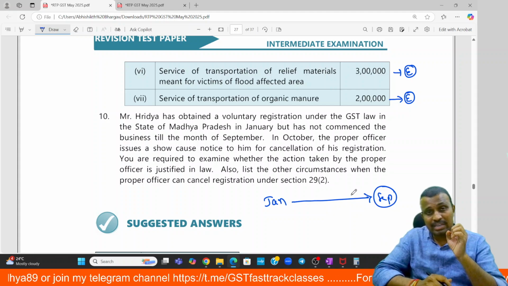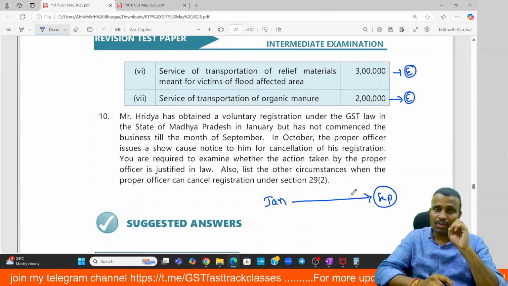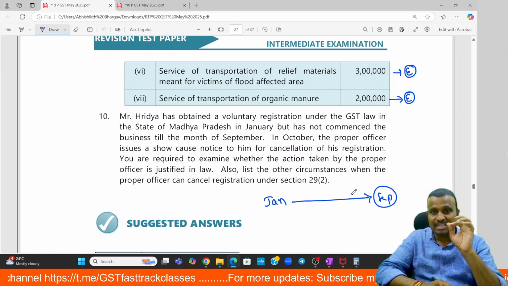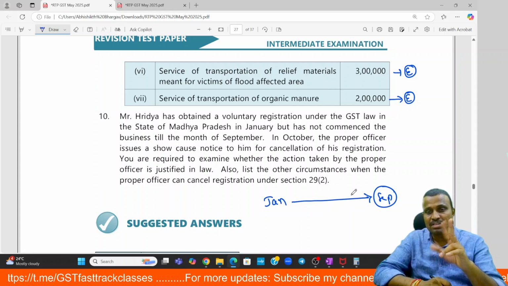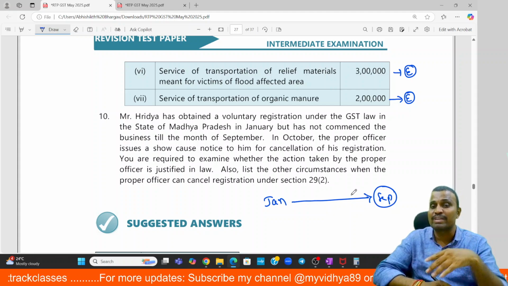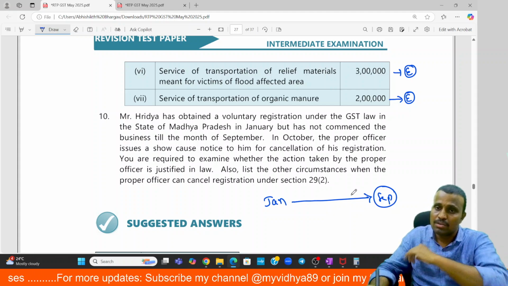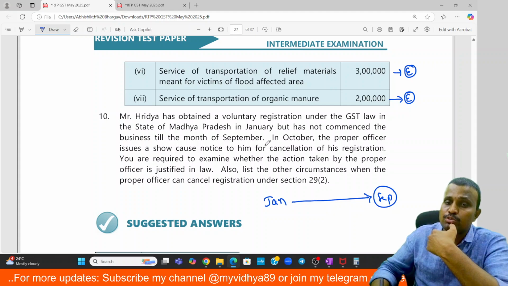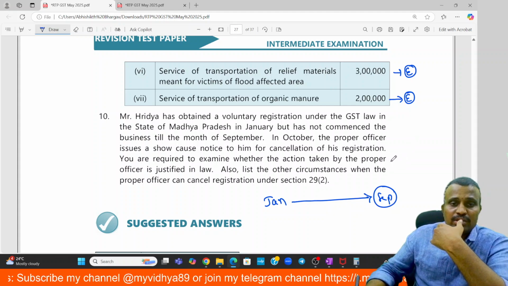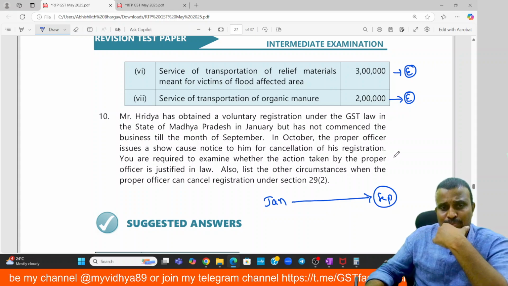But if any person gets the registration voluntarily, they have to commence the business within 6 months. Otherwise, on a suo moto basis, the proper officer can send a notice of cancellation of such registration. So in October, the proper officer issued the show cause notice to him for cancellation of the registration. So is it correct or wrong? Yes, that is allowed as per law.